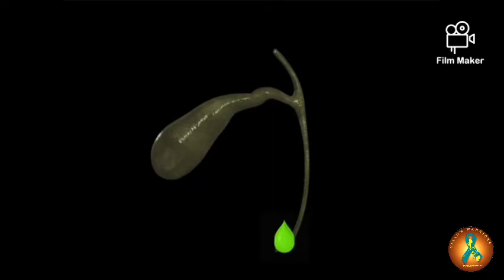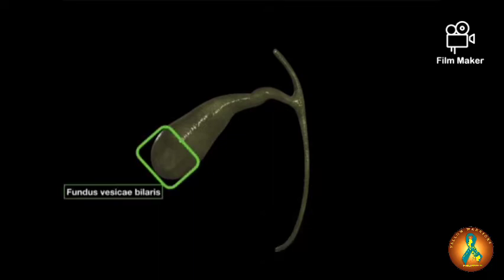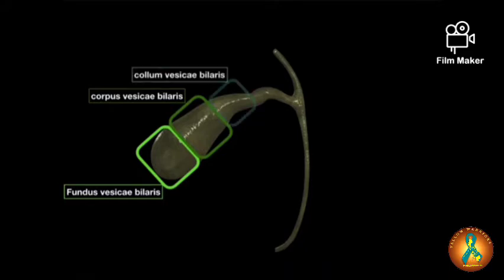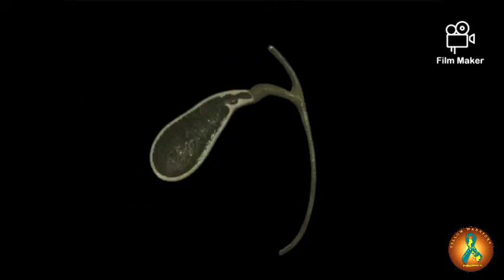So it's divided into 3 parts. You have the rounded anterior part called the fundus vesicae biliaris, and then you have the body of the gallbladder, the corpus vesicae biliaris, and also the last part, the collum vesicae biliaris, which continues into the duct I mentioned earlier, the cystic duct, or the ductus cysticus. Now let's go ahead and open up the gallbladder to look at the walls of it.